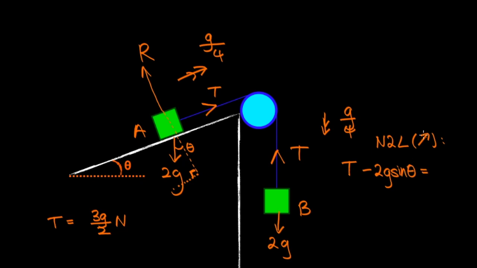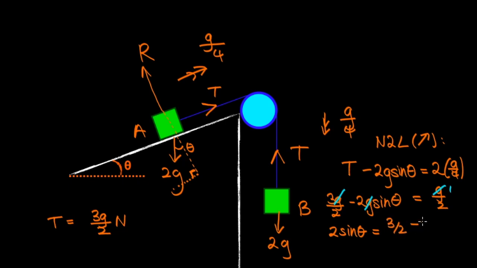F equals ma, and so our mass is 2 kilograms and our acceleration is g over 4. Our tension we've just worked out to be 3g over 2, so let's substitute that in. We get 3g over 2 minus 2g sine theta is equal to 2g over 4, that's g over 2. And actually we can cancel out a g from every term in this equation. That leaves us with 2 sine theta is equal to 3 over 2 minus a half. So 2 sine theta equals 1. Therefore sine theta equals a half. And you might already know that if sine theta equals a half, then theta equals 30 degrees.